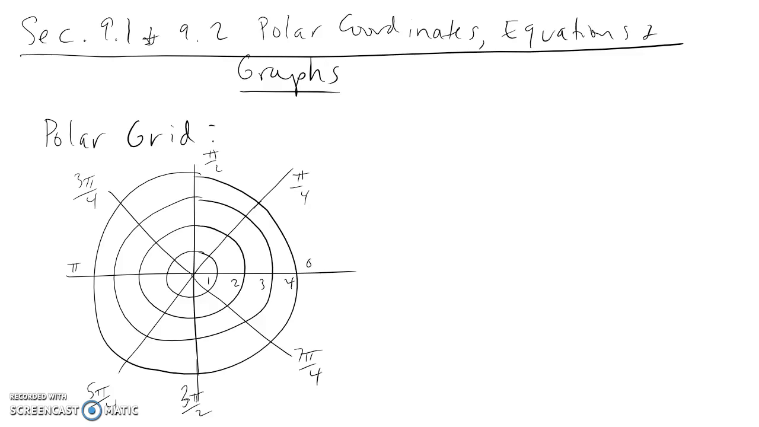In Chapter 9, we're only going to talk about two sections. Section 9.1, which is all about polar coordinates, and Section 9.2, which is about polar equations and their graphs. The reason we're going to study this is because it's really helpful in calculus, because when you get to Calculus 2, there will be lots of problems involving a coordinate system that is not rectangular.